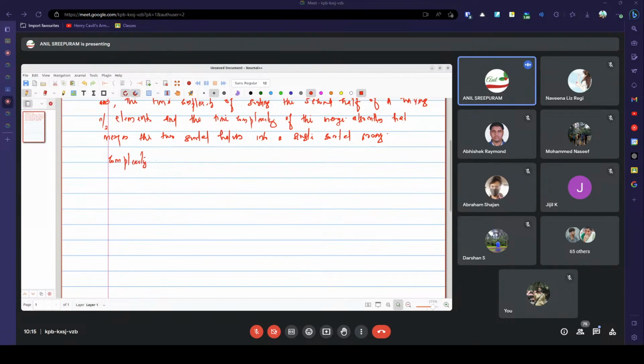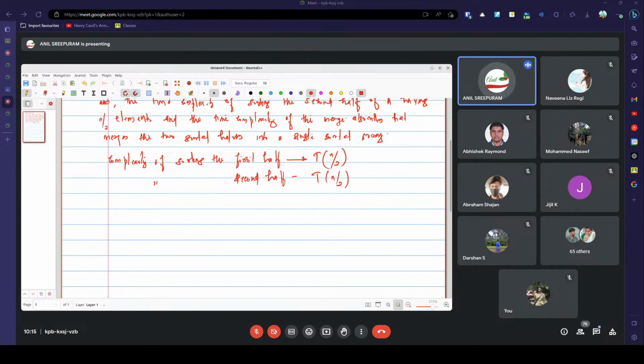Complexity of sorting the first half, that is T(n/2). This is why we have studied recurrence equations. Complexity of sorting the second half, that is again T(n/2).